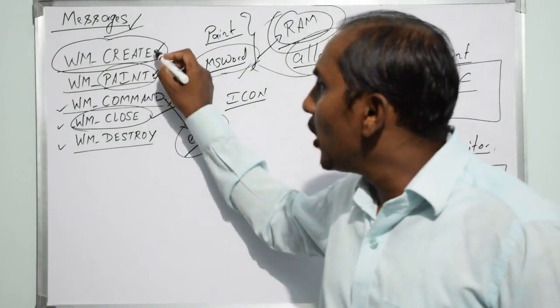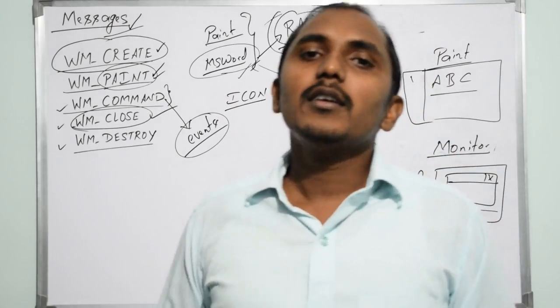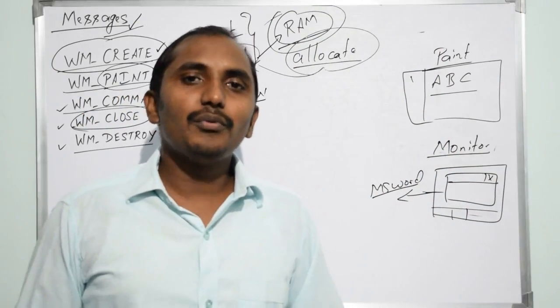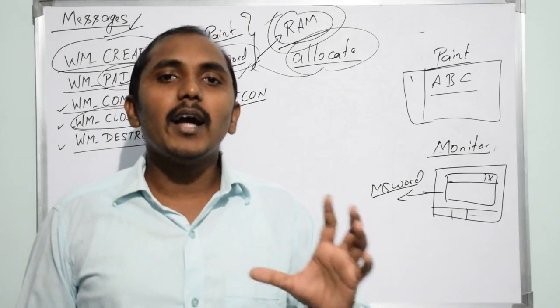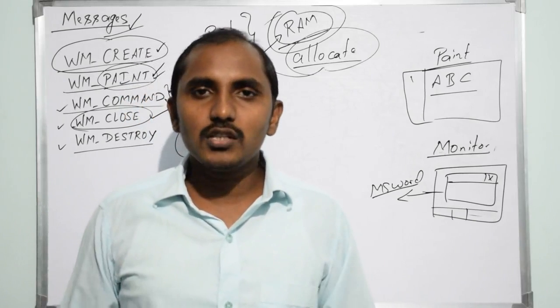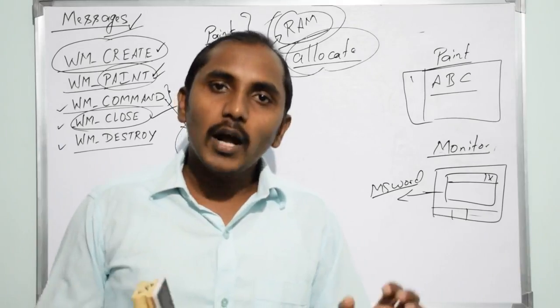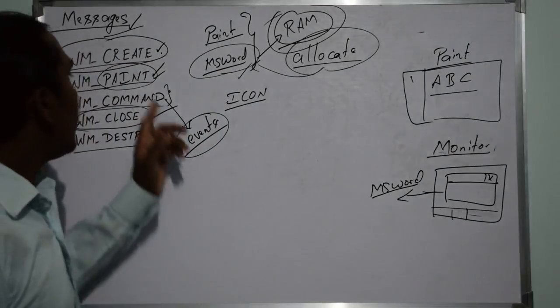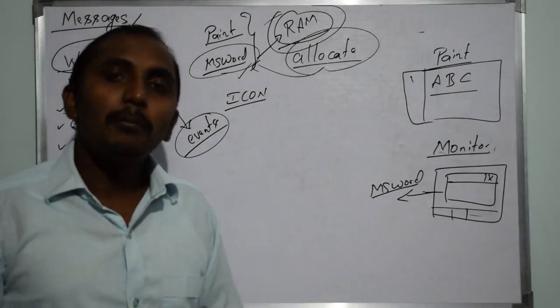Next, coming to WM paint. If you want to display any kind of information onto the monitor, we call a function called paint. So if you want to display any information on the monitor, we call the message WM paint.